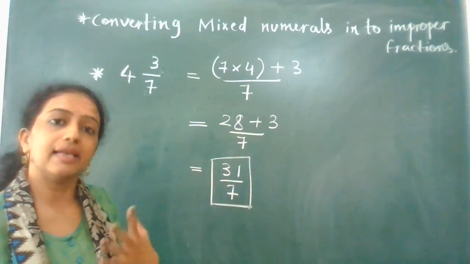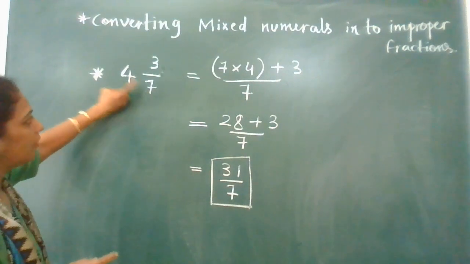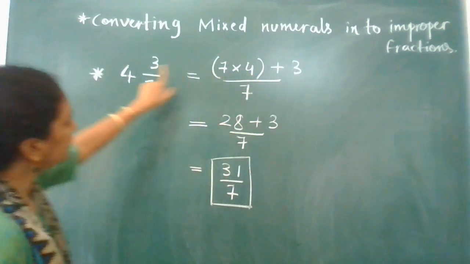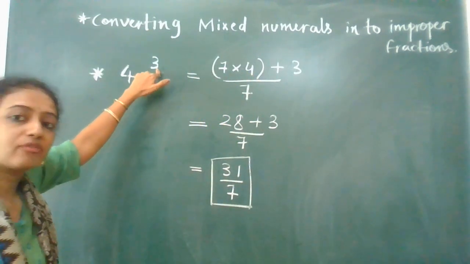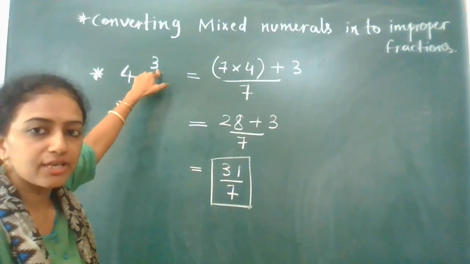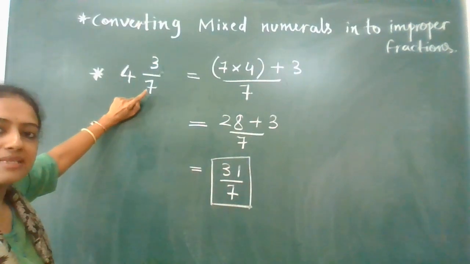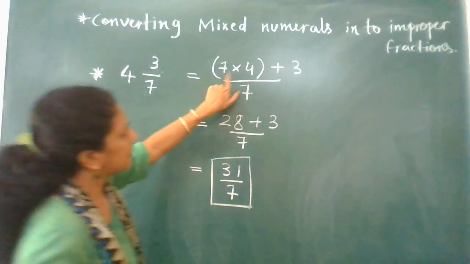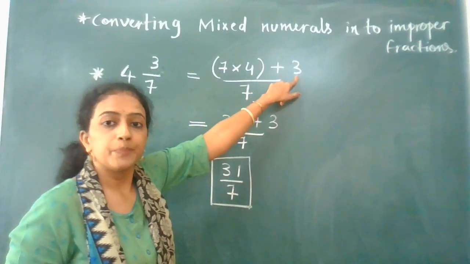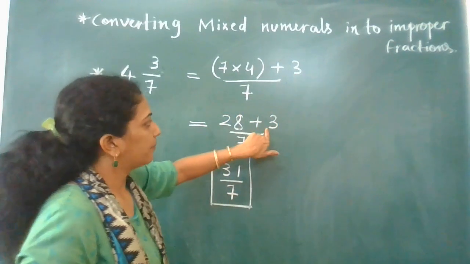Let us revise again what we have done. First of all, this 7 and 4 will multiply, and this numerator you have to add to the product. We all know the answer of a multiplication is called the product. So first we multiply 7 with 4, that is 7 fours are 28, and whatever answer comes, we add 3 over here.